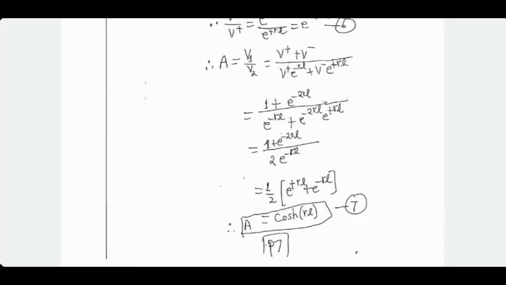That parameter derivations I did myself. I have not checked against any book. So maybe there is a mistake. Most likely there is none, but you never know. So A turns out to be simply cosh gamma L.